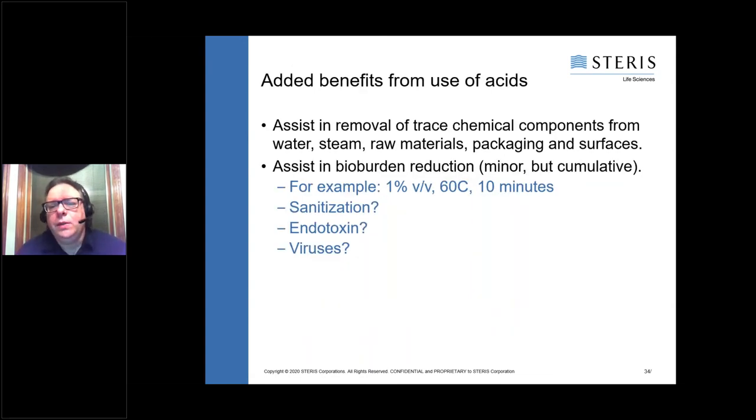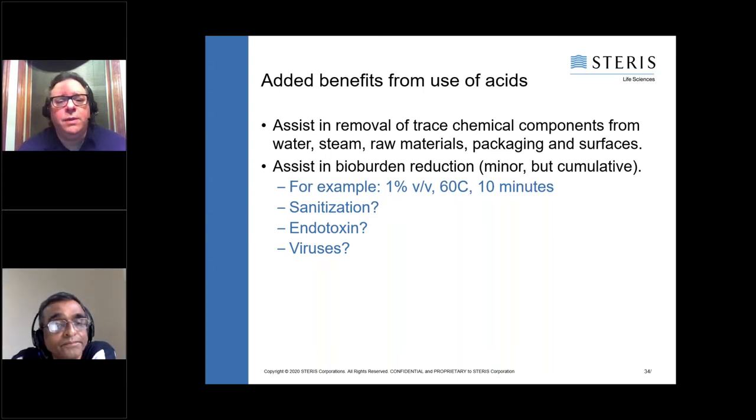The last thing I want to talk about is some other benefits of incorporating an acid, especially for routine use. We see that it's quite effective at removing trace inorganic residues from water, steam, and raw materials. We also see that it assists with bioburden reduction. And a lot of times, with something like 1% at 60 degrees for 10 minutes, you can see a sanitization effect, you can observe some endotoxin reduction, and you can even observe virus reduction off surfaces. And some of that information is published.